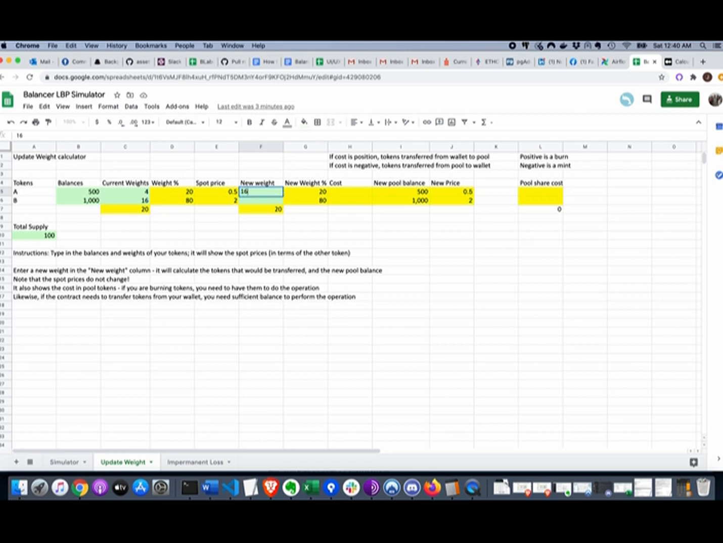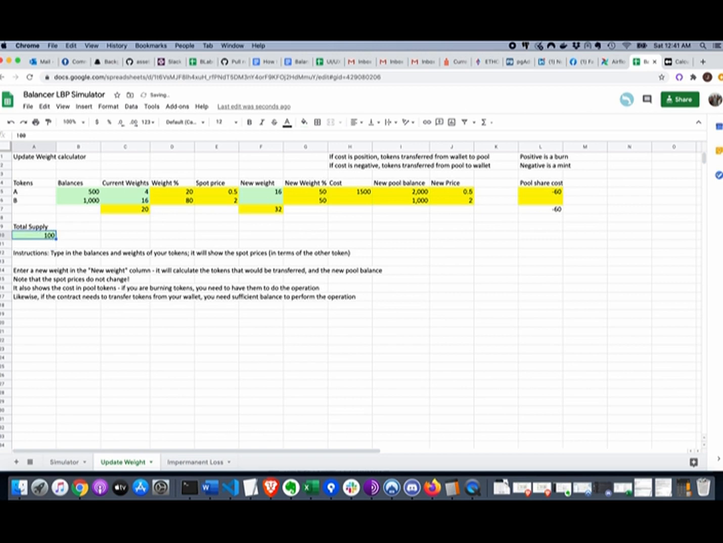So at this point, we now temporarily have a 50-50 pool. Both weights are 16. In order to raise token A from 4 to 16, it costs 1,500 tokens. So it's going to pull 1,500 A tokens from your wallet and mint you back 60 pool tokens. Negative cost means it's minting. So the absolute number depends on how many are minted. It's kind of arbitrary. If you minted 1,000 at the beginning, it would give you 600.